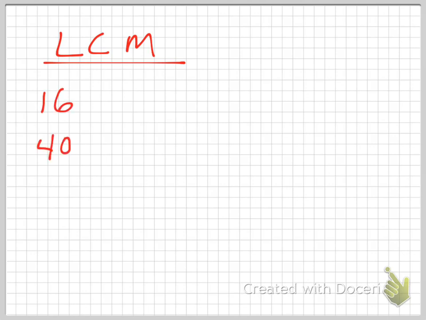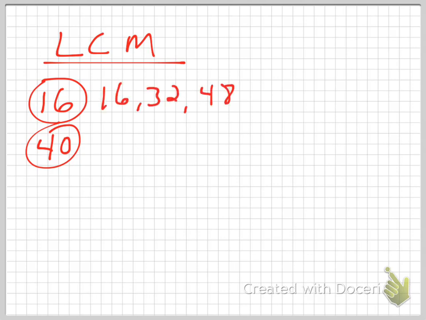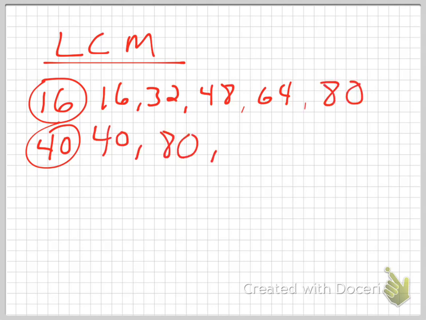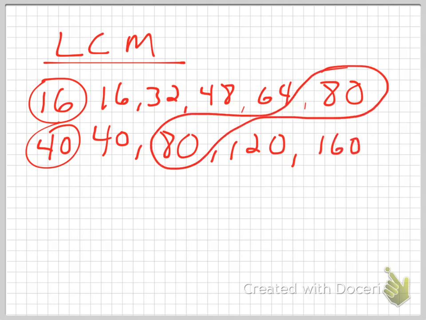I'll do another one for you. What is the LCM of 16 and 40? Let's look. Do you know the answer? What's the answer? Least common multiple. What are the multiples of 16? 16, 32, 48, 64, 80. 40, 80, 120, 160. I'm done because I already have the multiple.